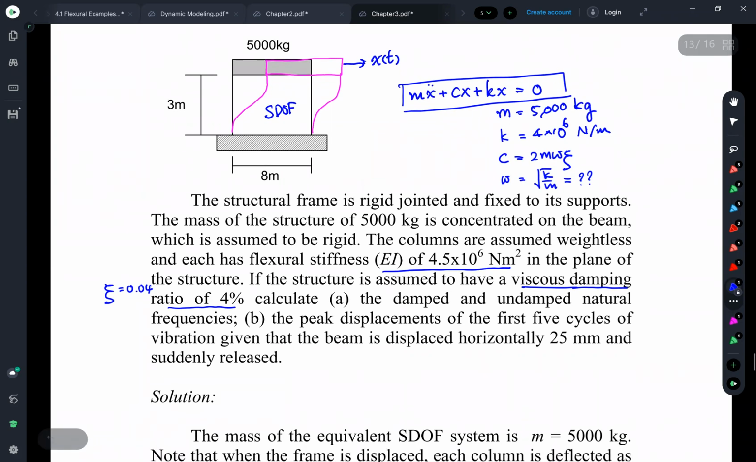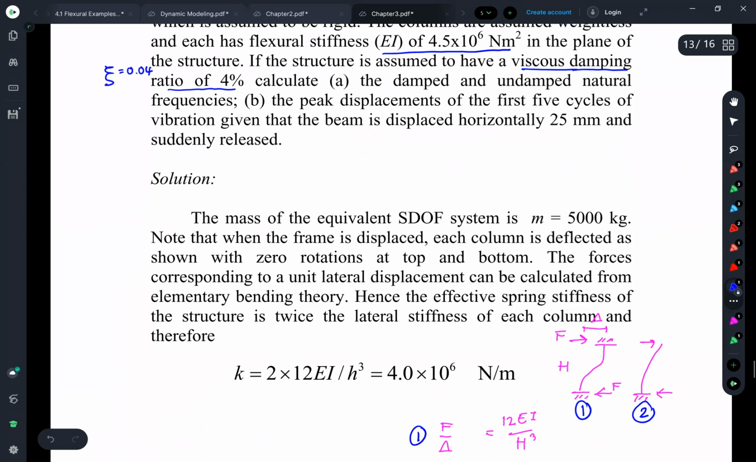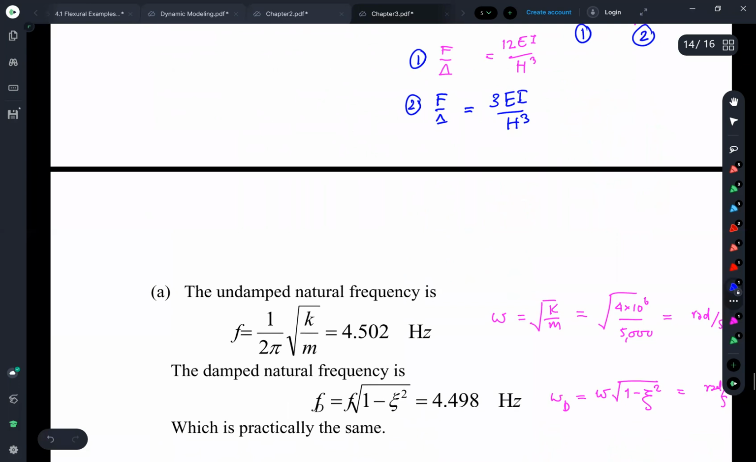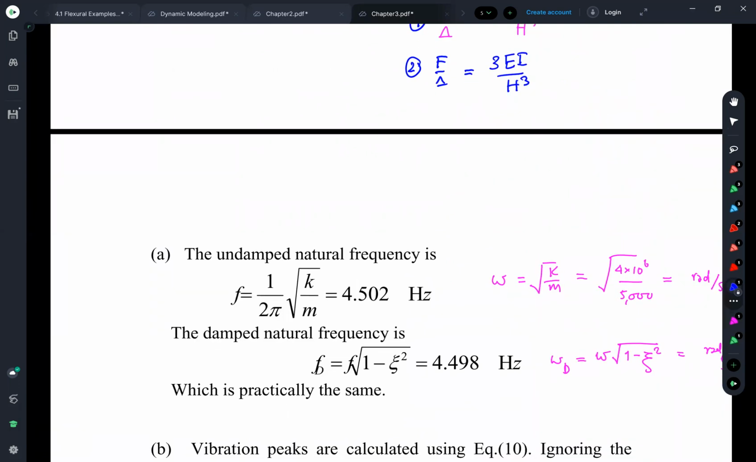Okay, but in this example, what we are interested in is not M, C, K, we are interested only in the frequency, the undamped frequency and the damped natural frequency. The undamped natural frequency is like this: f equal to 1 over 2 pi square root K over M, equal to 4.5 hertz. The unit is hertz. And the damped natural frequency is the frequency in which you take the damping into account. And that becomes something like 4.498.